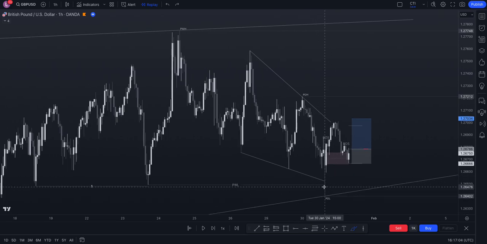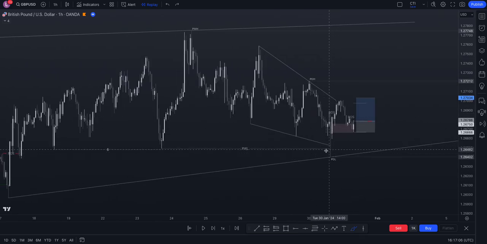The reason this is what I look for is because we didn't actually see any light displacement below this low. We can see that buy orders were bought pretty aggressively after we took this liquidity level.